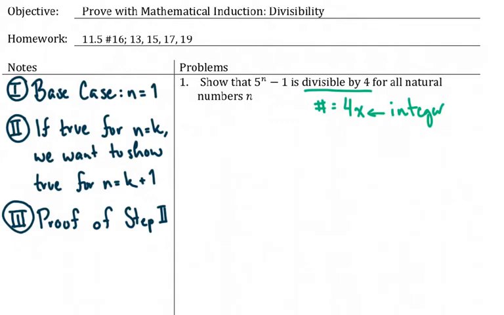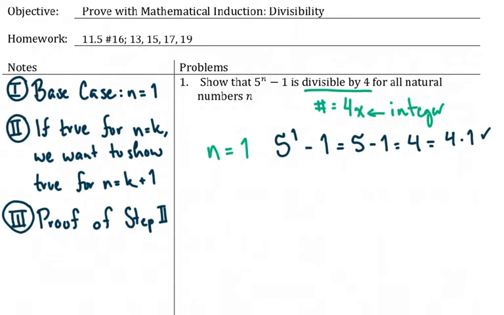So we're going to do the same thing that we did previously. We're going to start with n equals 1. So I'm going to plug in n equals 1 here, and the first step is just arithmetic. 5 to the first, 5 minus 1 is 4, which is divisible by 4, right? This is 4 times 1. It's true for n equals 1.